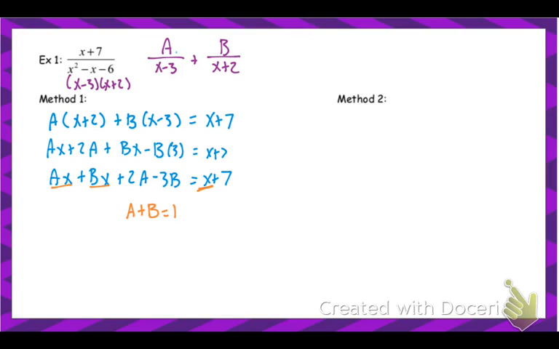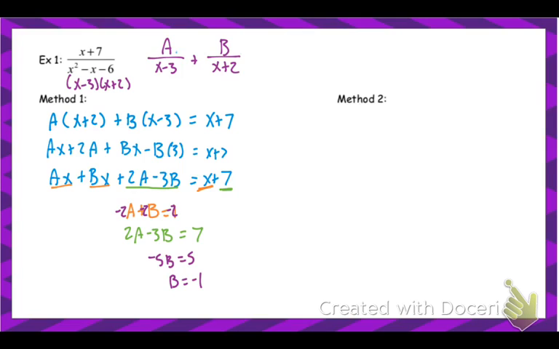My other equation I'm going to get from the constants. So 2a minus 3b does not have any x's, so it'll never have anything to do with that x in my numerator. 2a minus 3b, though, does need to equal the constant, which is 7. So at this point, I just need to solve this system. We'll go ahead and use elimination. I'll multiply by negative 2. So that gives me negative 5b is equal to 5, and I get b is negative 1.